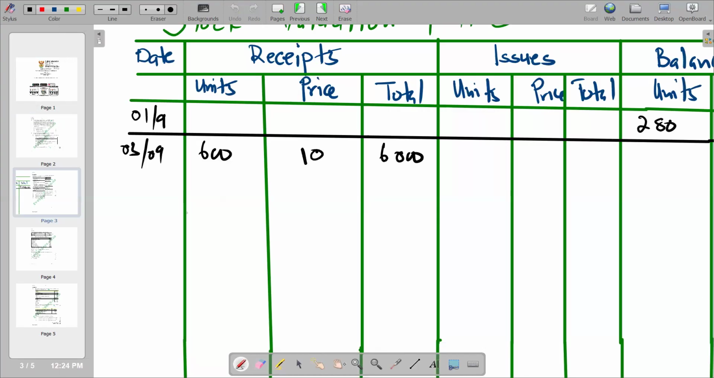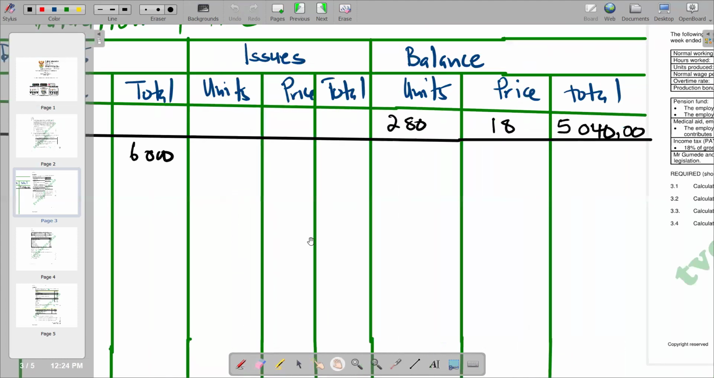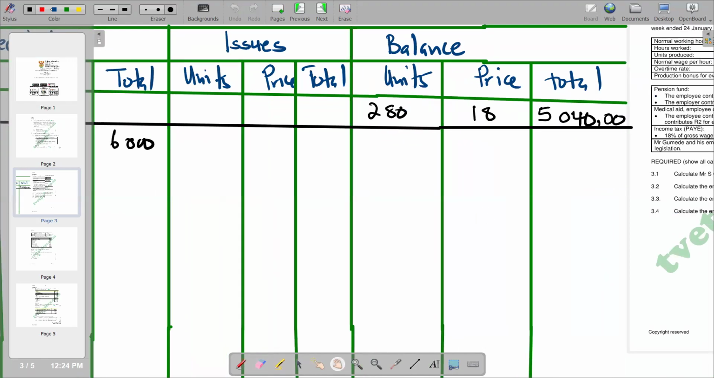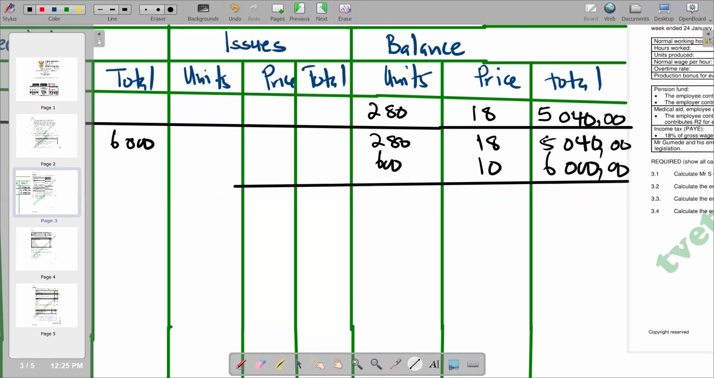So we now go to the balance, whereby we now include the 600 units, 10, and 6,000 is total. So on the balance, we are going to include the opening that we had. It's going also to be included at 280 at 18, giving us 5,040. We still have it. And then we include the new that we have just received, which is 600 units at 10 rand each, giving us 6,000. So that's what we have. So we can as well close in terms of this day.